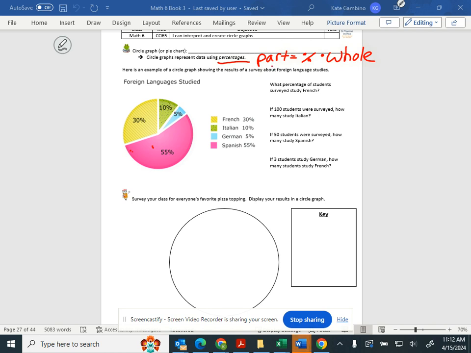So in your equation, you're going to put the pieces that you know, and then you're going to do the math to find what you don't know. If you're looking for the part, all you have to do is multiply the percent and the whole. If you're looking for the whole, that's when we do the opposite operation to divide. Remember how to convert from percent to decimal. We learned that a long time ago. We're using our previous knowledge to help us with this math.